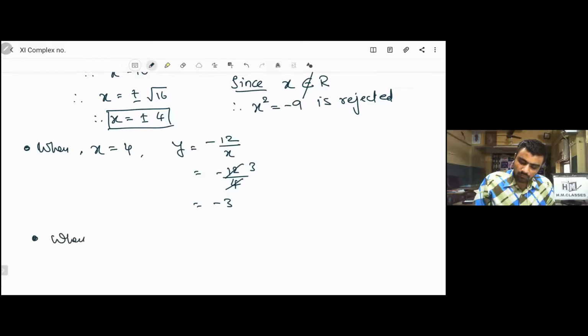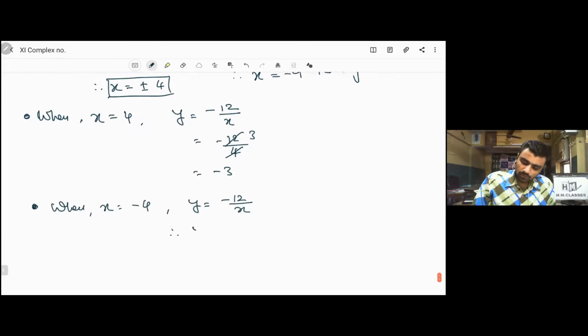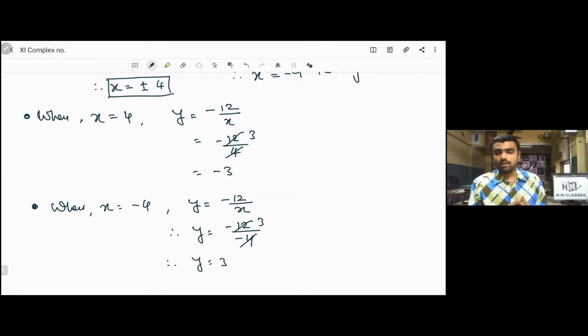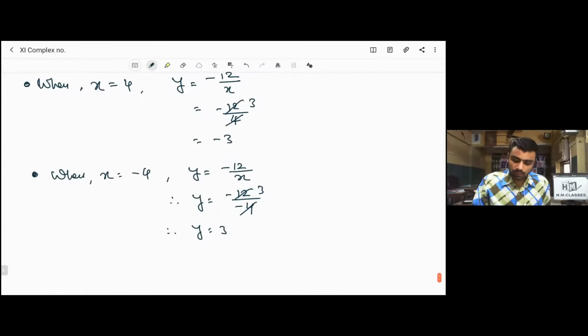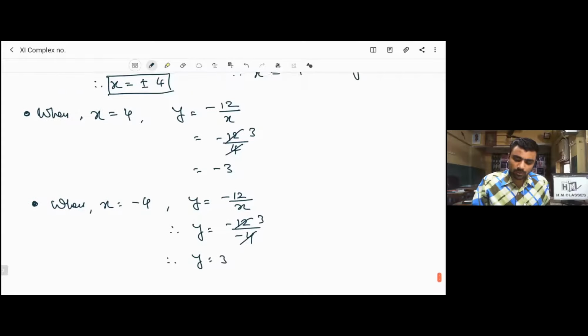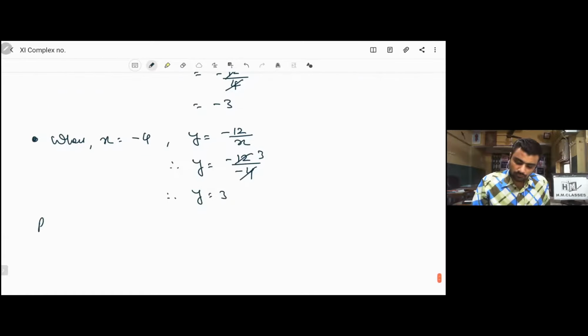When x is equal to minus 4, y is going to be minus 12 upon x, therefore y is equal to minus 12 upon minus 4, minus minus cancel, and 4 3s are 12, that is y is equal to 3. This way you got y is equal to 3, another answer. And based on this, what will your required square root be?